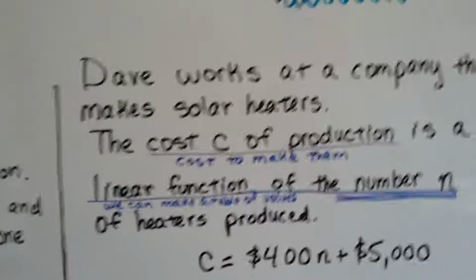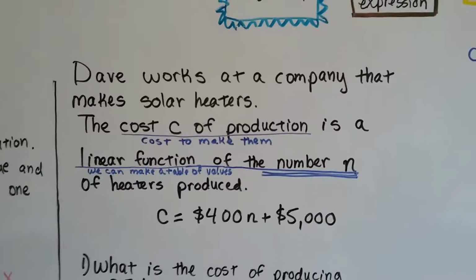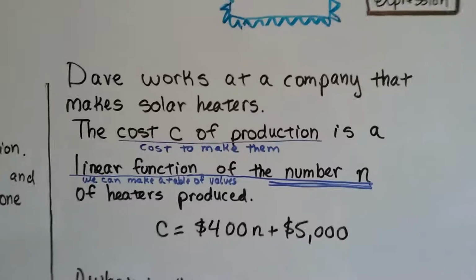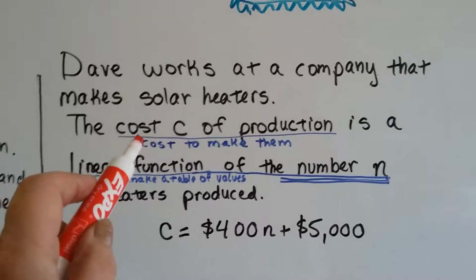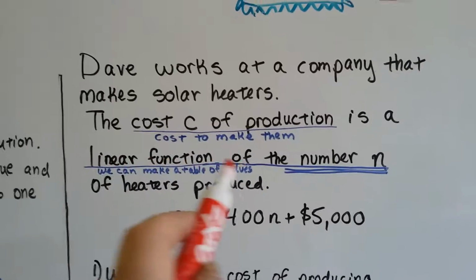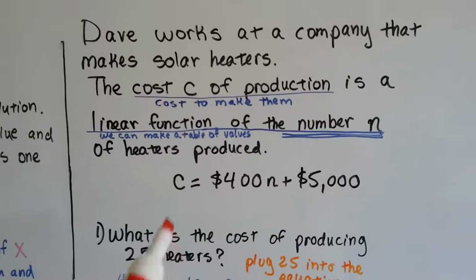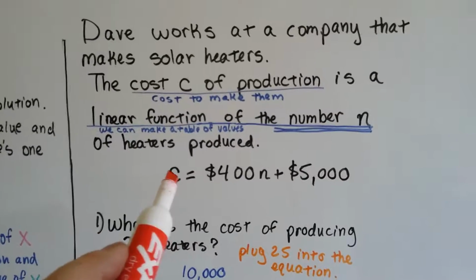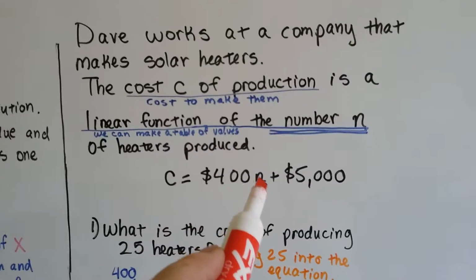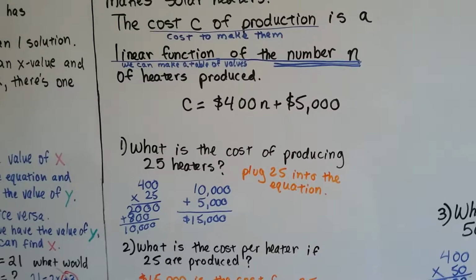So Dave works at a company that makes solar heaters. The cost C of production is a linear function of the number n of heaters produced. Ooh, what does that mean? Well, the cost C of production means the cost to make them. We can make a table of values because it says linear function of the number n, and we can do the value of n and C. So our equation that they gave us was C, the cost, equals $400 times n, the number of heaters they make, plus $5,000. So what's the cost of producing 25 heaters?